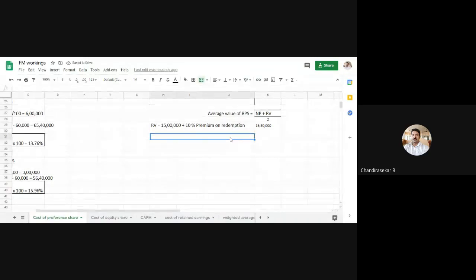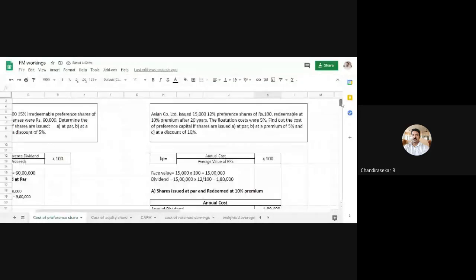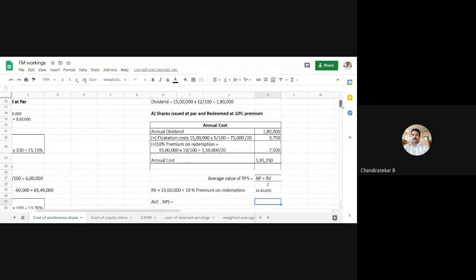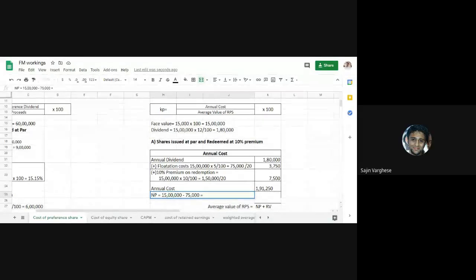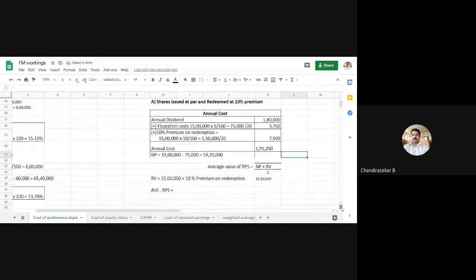So now, average value of RPS equals net proceeds plus 16,50,000, divided by 2. How much are the net proceeds? We have not calculated them yet, so now we can calculate. Net proceeds equal face value, 15 lakhs, minus issue expenses. How much are the issue expenses? 75,000, right? Flotation cost. So how much is this? 14 lakh 25,000.